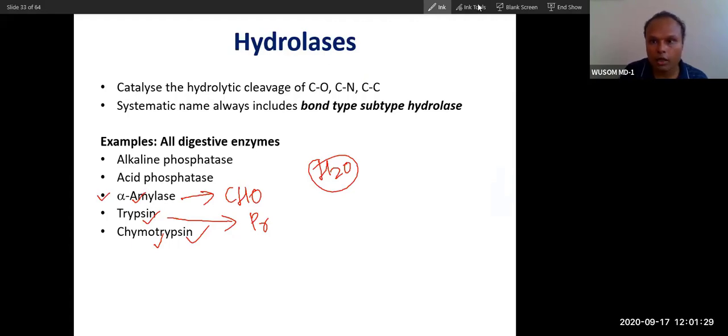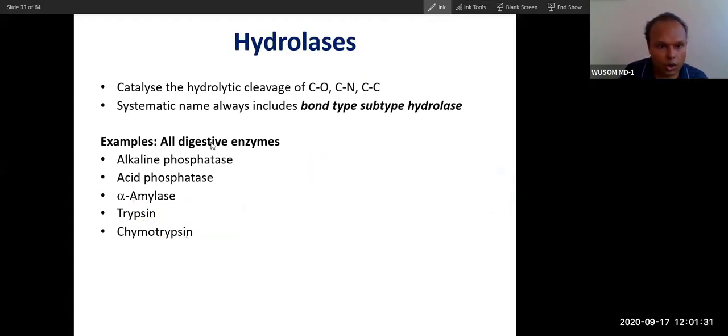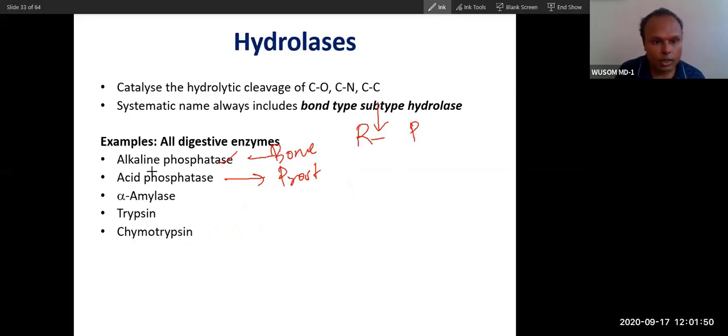Now acid phosphatase and alkaline phosphatase have different places. So alkaline phosphatase is present in bone. It breaks the phosphate bond. That is why it is called phosphatase. Acid phosphatase is present in prostate, and it also does the same thing. But this one is alkaline because it acts in an alkaline environment, at pH 10. The other is acidic because it acts in an acidic environment, about pH 3. So that is why we have acid phosphatase and alkaline phosphatase.